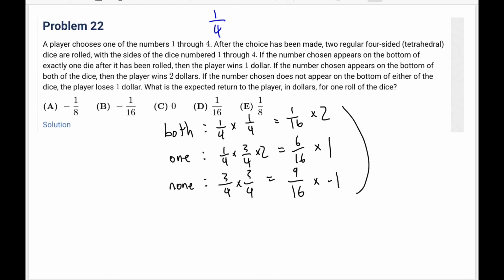And if you add all these together, all the denominators are 16. This is 2. This is 6. This is minus 9. This is minus 1 over 16, right? So it's minus 1 over 16, so it's B. That's problem 22.